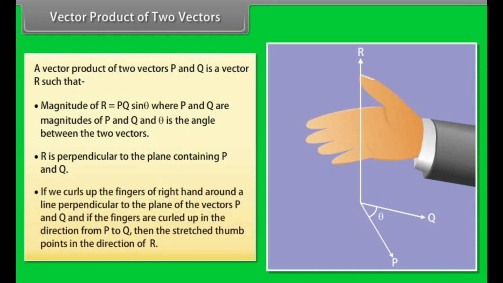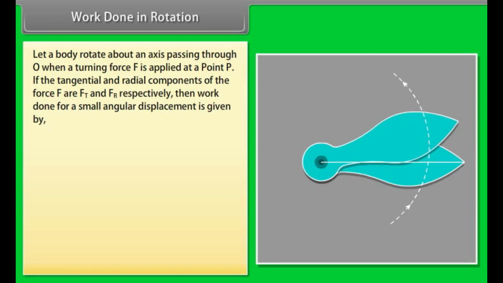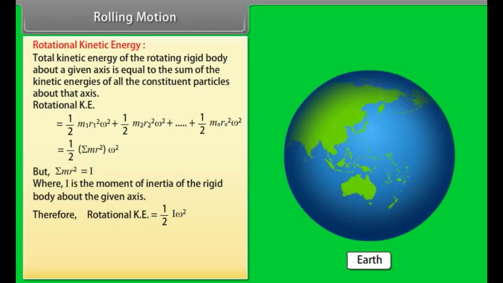Ask you, if we curl up the finger, if the body is displaced a little about an axis passing through O, when a turn equal to half I omega square.